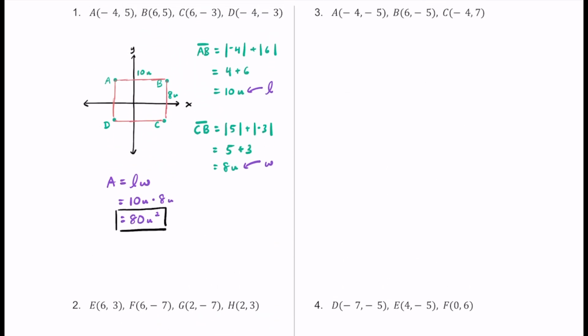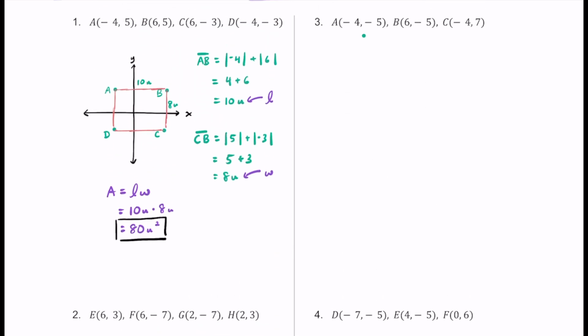Here's number 3. For number 3, notice that we actually have 3 points instead of 4, so we're not dealing with a rectangle. So we'll call this first one point A, then we have point B, and then point C. And now let's plot these points. For point A, we're going to move 4 units to the left and then 5 units down, maybe somewhere like here. For point B, we're going to move 6 units to the right, and then 5 units down, so it's just going to be to the right of point A. And then for point C, let's start at the origin and move 4 units to the left, and then 7 units up, maybe somewhere like here.